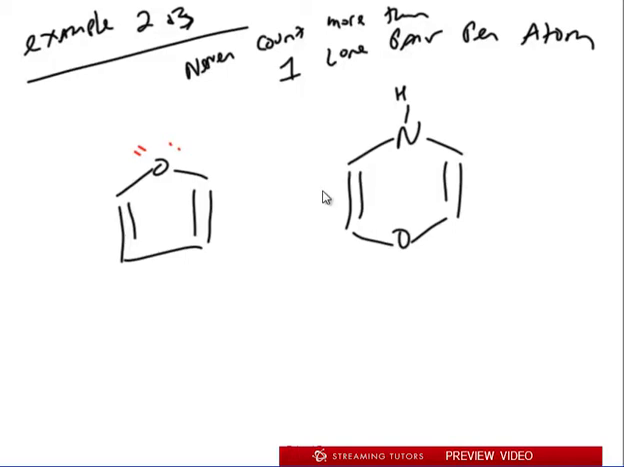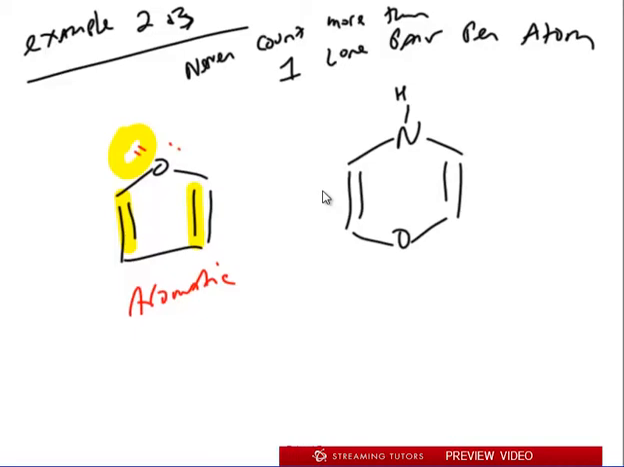So what we do is we count 1 lone pair, and that makes it aromatic, right? This is going to follow all the rules. It's cyclic, it's completely planar and conjugated, and it's an odd number of pairs, 3. And so it follows Huckel's rule.